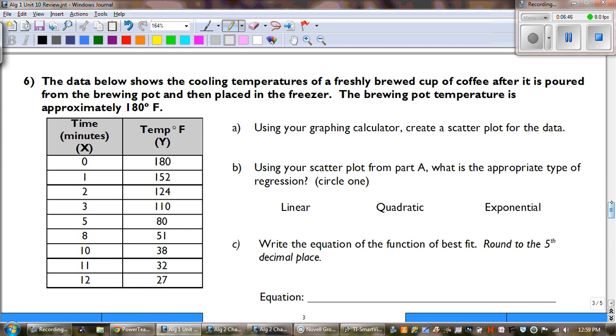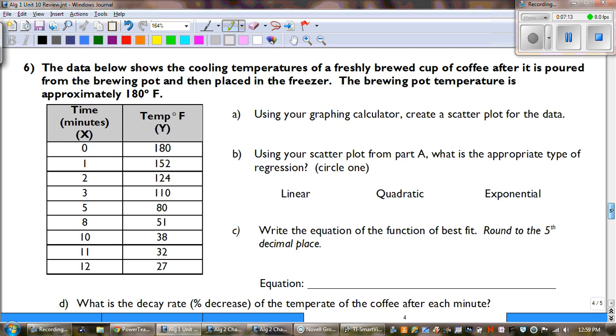Hey, on mine it's switched. This is problem number 6, but on yours it still says number 5. All right, so the data below shows the cooling temperature of a freshly brewed cup of coffee after it is poured from the brewing pot and then placed in the freezer. The brewing pot temperature is approximately 180 degrees Fahrenheit. So use your graphing calculator and create a scatter plot for the data.